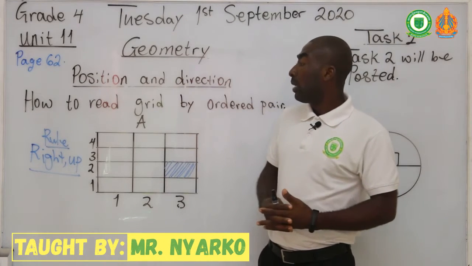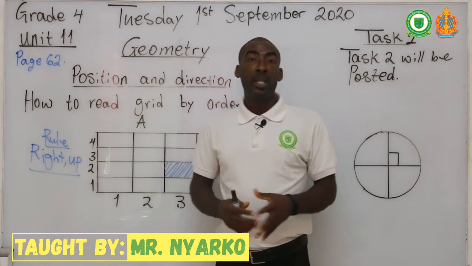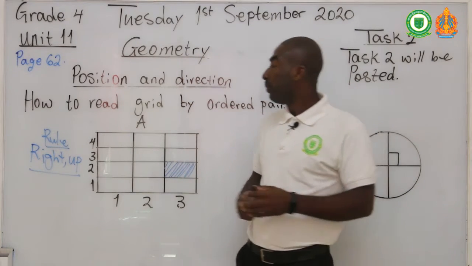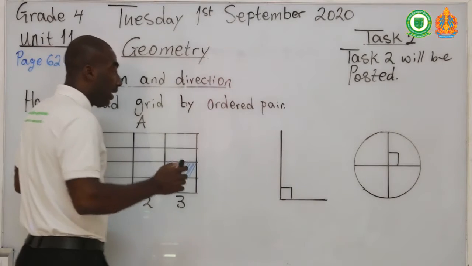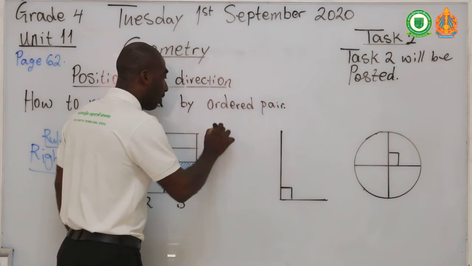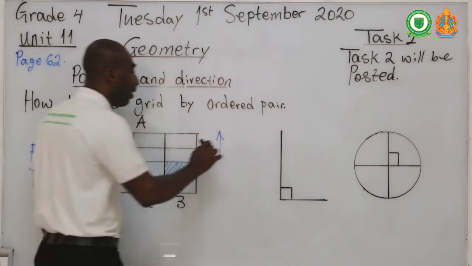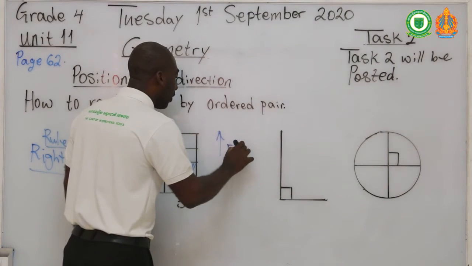So in the grid, there are 4 main words that we use when we are doing a movement on the grid. The first thing that you have to know is that when your angle is pointing up like this, it means you are going forward, okay?